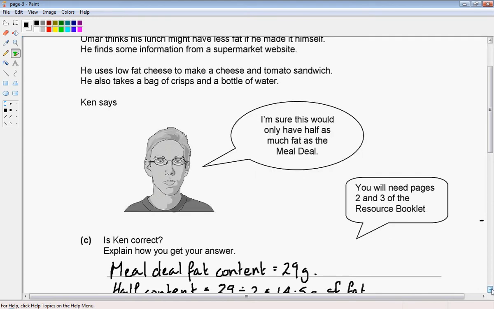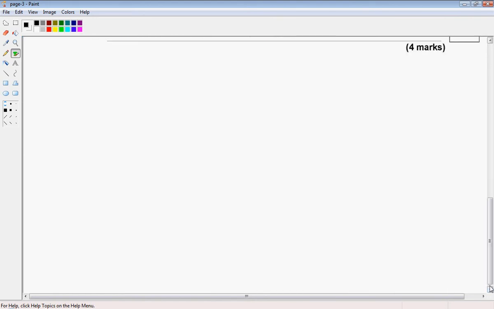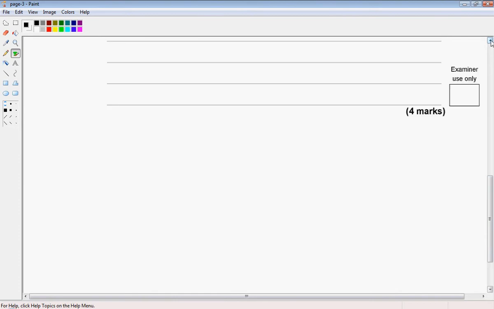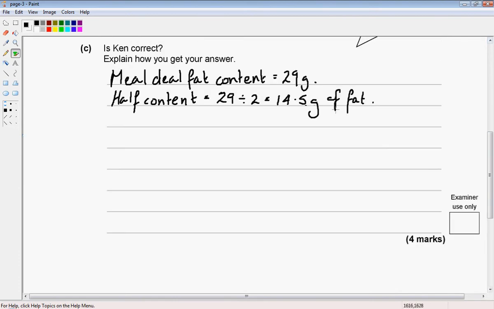So if I just scroll down a little, I will get the hang of scrolling eventually. Is Ken correct? Explain how you get the answer.